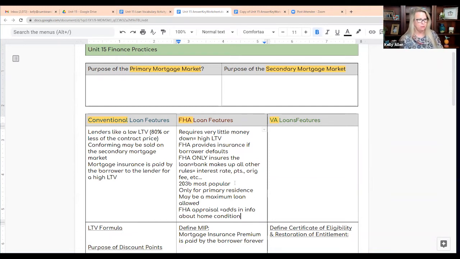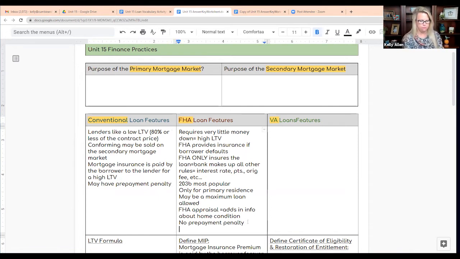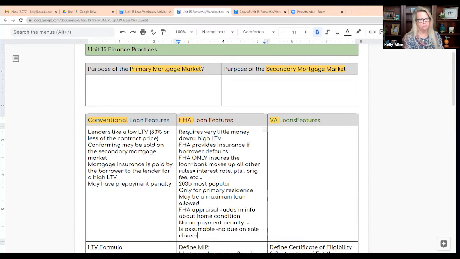There is no prepayment penalty with the FHA loan. There can be with the conventional. Let's put that over here. So we might have a prepayment penalty here. Okay. All right, an FHA loan is assumable. So it has no alienation clause or no due on sale clause.